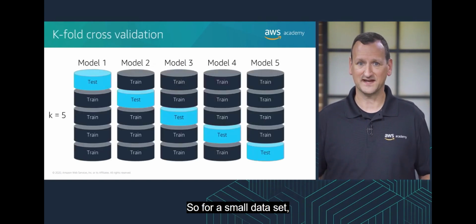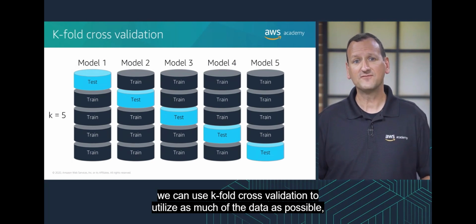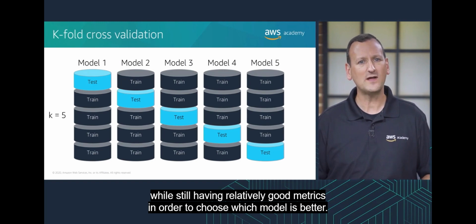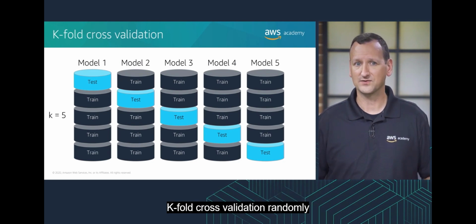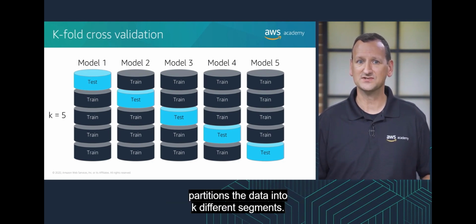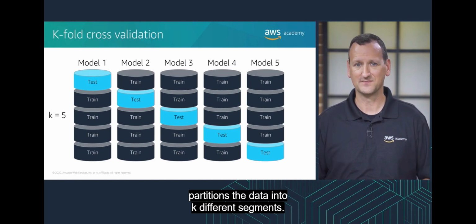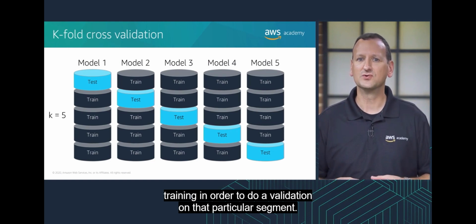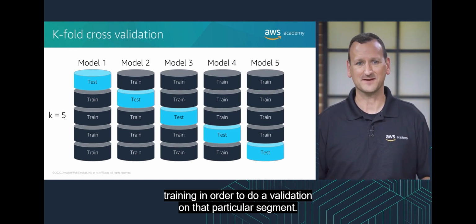For a small data set, we can use k-fold cross-validation to utilize as much of the data as possible, while still having relatively good metrics, in order to choose which model is better. K-fold cross-validation randomly partitions the data into K different segments. For each segment, we'll use the rest of the data outside of it for training in order to do a validation on that particular segment.